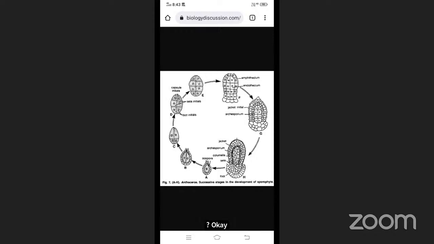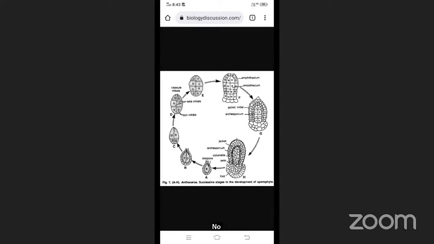The foot is bulbous and consists of vacuolated parenchyma tissue, embedded in the gametophyte. The foot has haustoria-like structures, which help transport nutrition and water from the gametophyte for the development of the sporophyte.